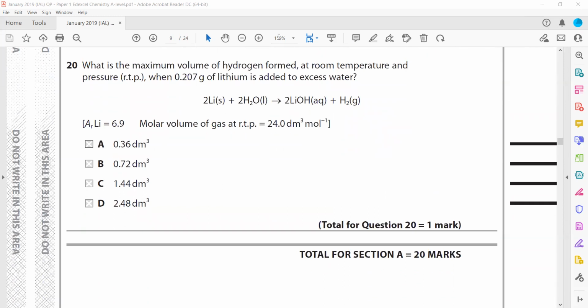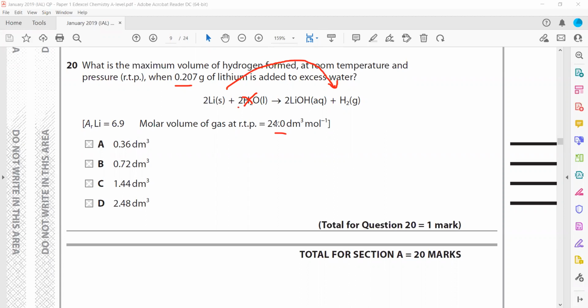Then question 20. What is the maximum volume of hydrogen formed at room temperature and pressure when 0.270 grams of lithium is added to excess water? First, using the mass of lithium, we will find the moles of lithium. Water is in excess, so we don't use it. Using the moles of lithium, we'll get the moles of hydrogen, because we need the maximum volume of hydrogen. We'll get the moles of hydrogen using a ratio, and then multiply by molar volume, which is 24, to get the volume.